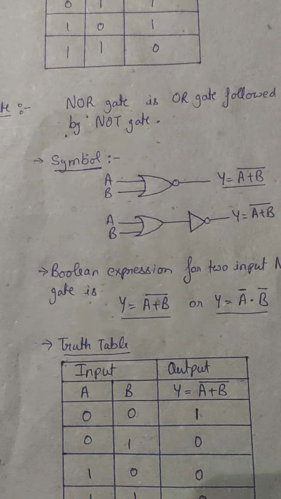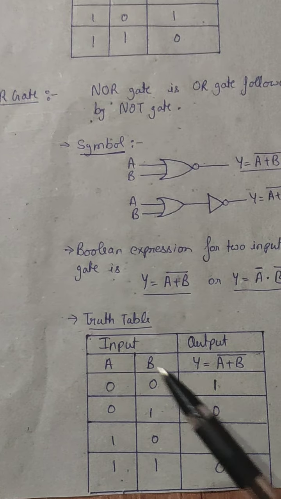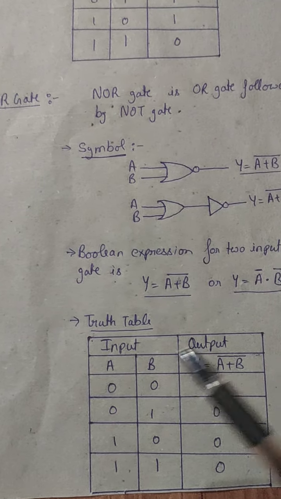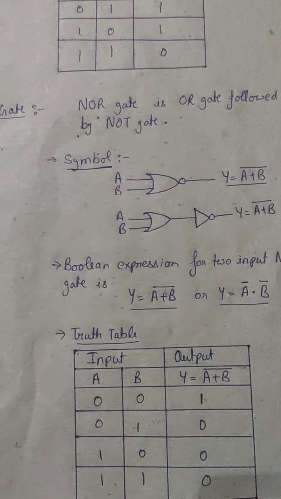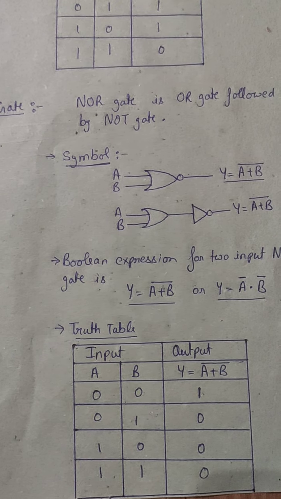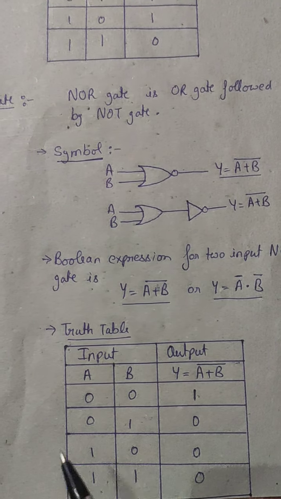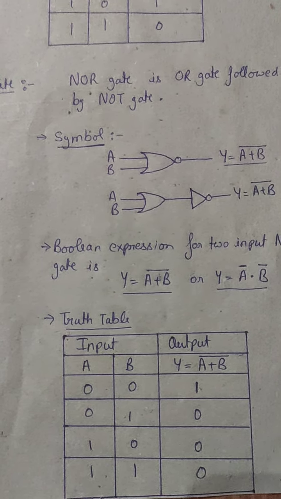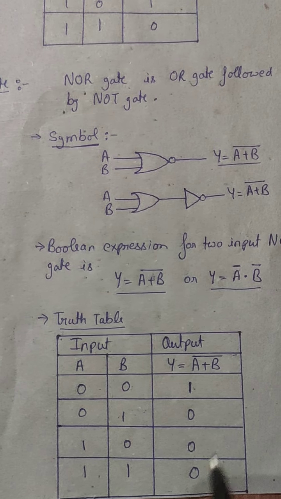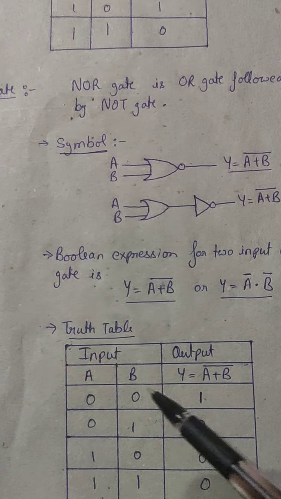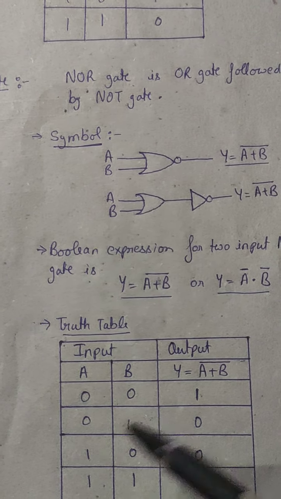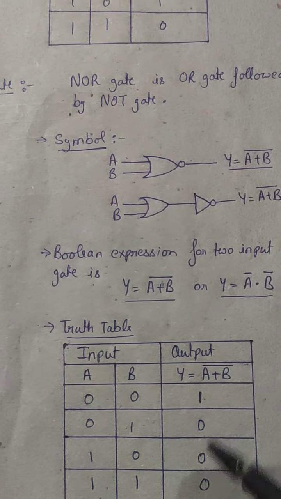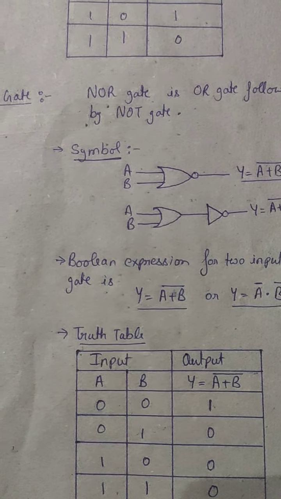The truth table for the NOR gate is this, with two input NOR gate. 0 0 output is 1, 0 1 output is 0, 1 0 output is 0, and 1 1 output is 0. So here we can see that when both inputs are 0 0, we get output 1, otherwise for any of the other combinations we get the output 0. So this is the NOR gate.